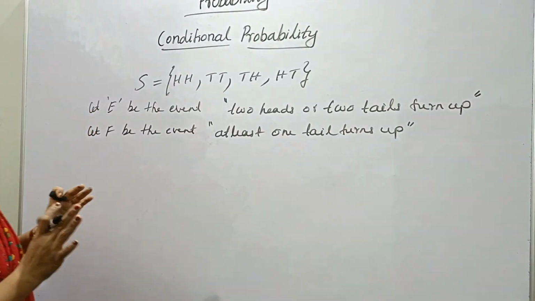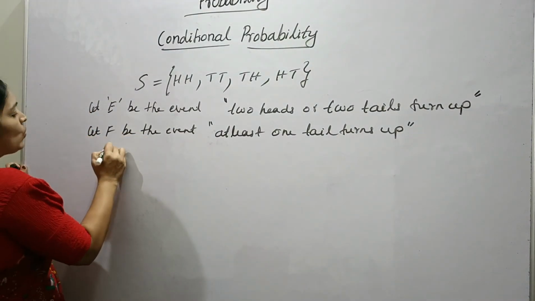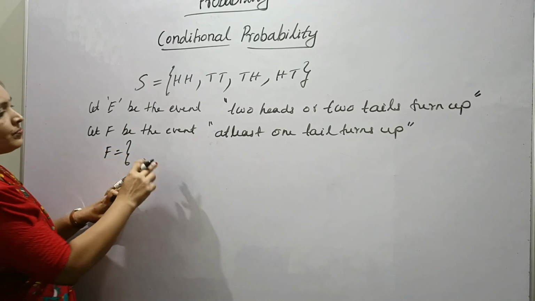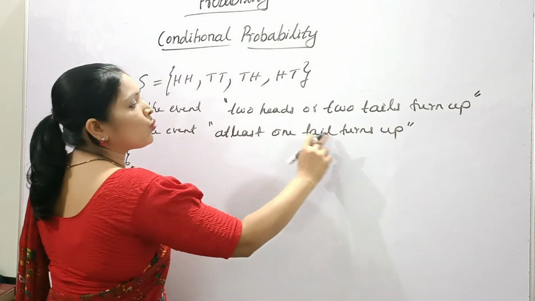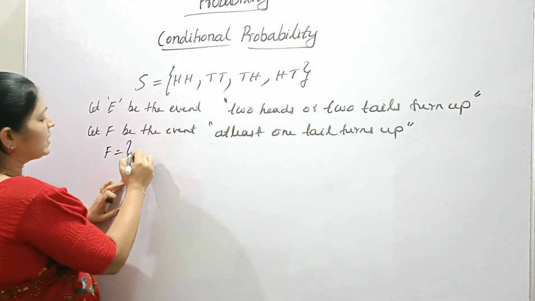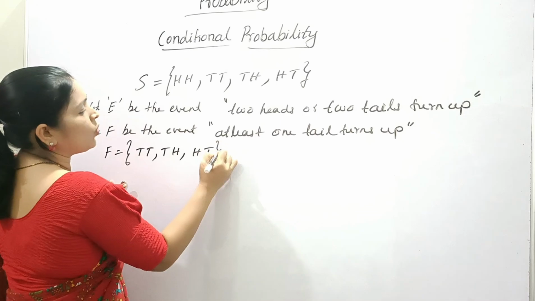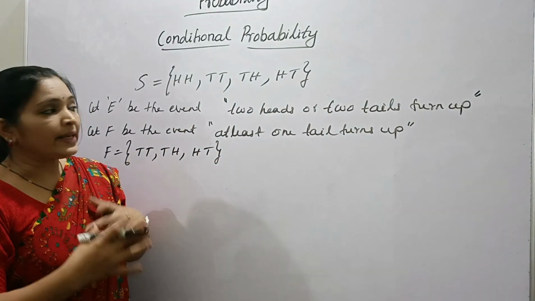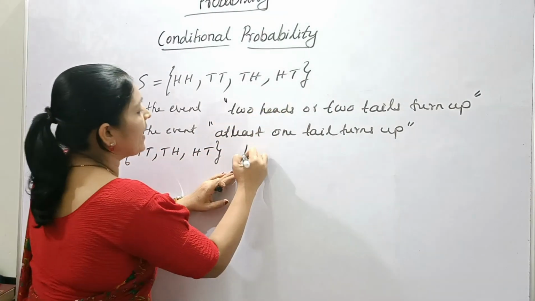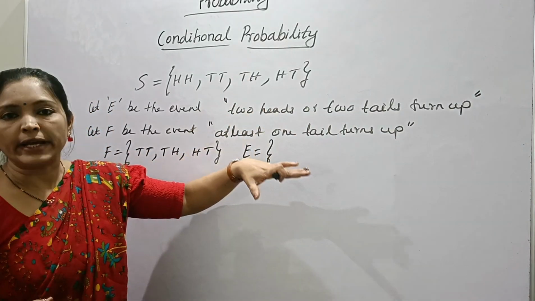Now let's write the possible outcomes of F, that is, at least one tail turns up. At least one tail, so these three elements: TT, TH, HT. Now let's write the elements of E. What are the elements of E? E is the event of two heads or two tails, right?